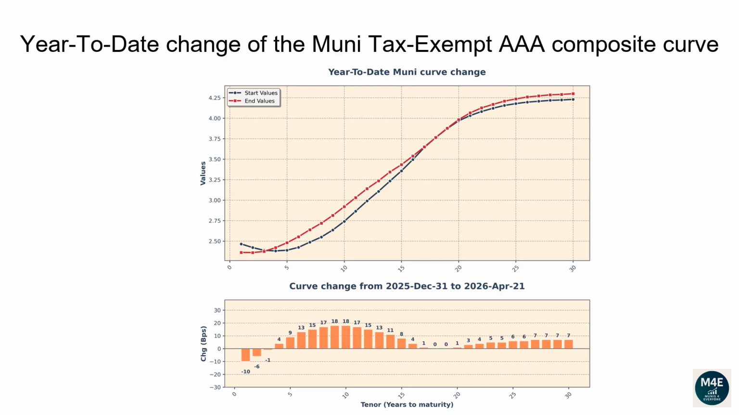The 1-year tenor changed -10 basis points. The 2-year tenor changed -6 basis points. The 5-year tenor changed 9 basis points. The 10-year tenor changed 18 basis points. The 20-year tenor changed 1 basis point. The 30-year tenor changed 7 basis points.